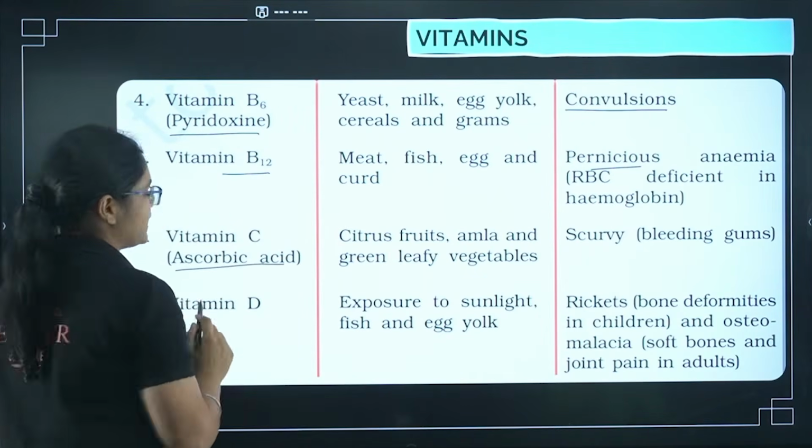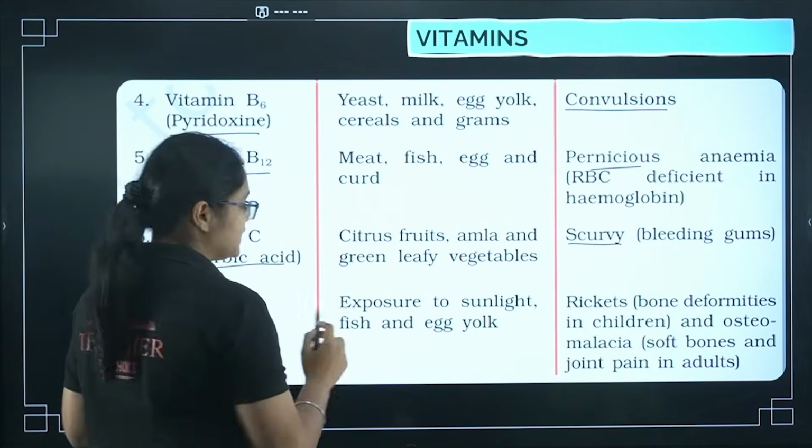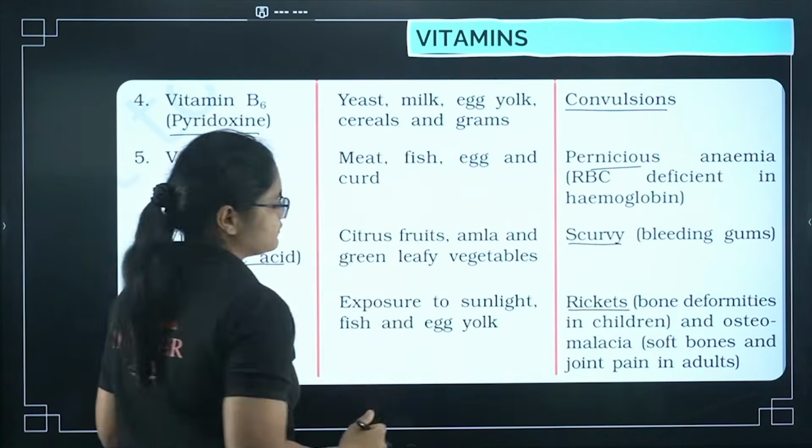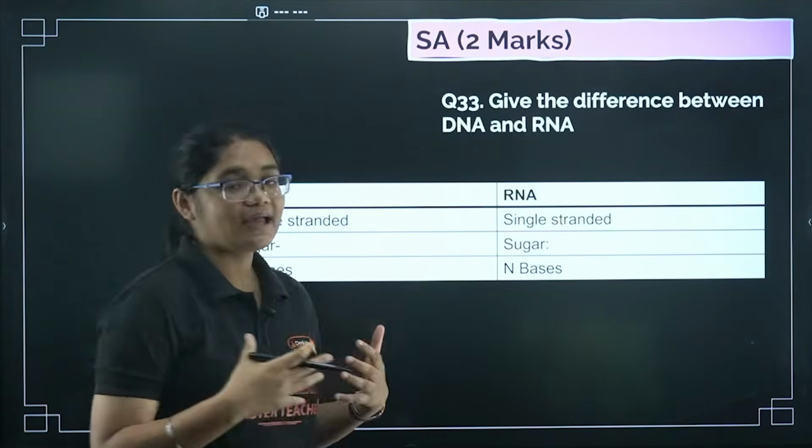Next we have vitamin C, ascorbic acid, which causes scurvy. Next we have vitamin D, which causes rickets. Next we have the differences between DNA and RNA.